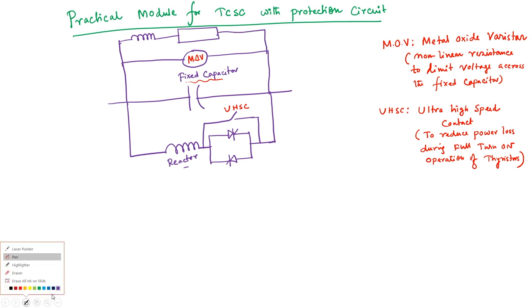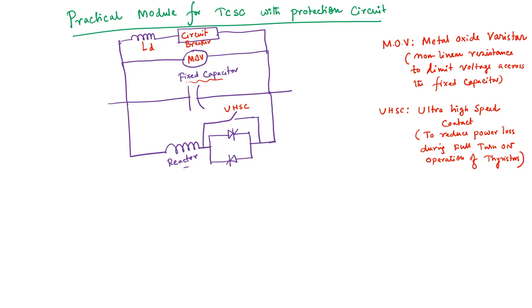Okay. So, this is an inductor. I will come to that. What is the purpose of the inductor? And this is a circuit breaker. Now, the purpose of the circuit breaker is to bypass the whole TCSC unit from the system whenever we require that. So, the circuit breaker will act as a bypassing switch of the overall unit whenever we require that. We have various operating conditions in which we will require that.